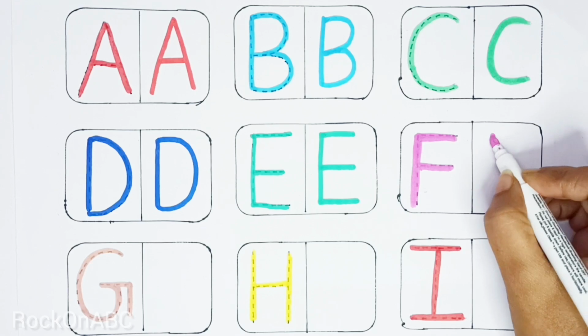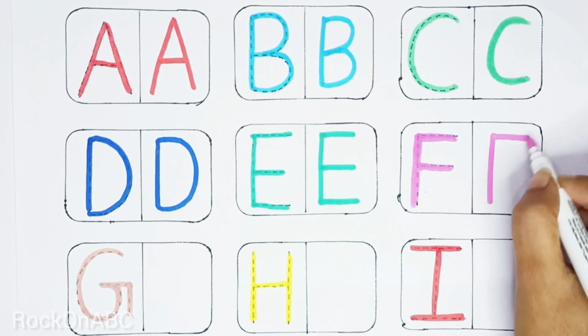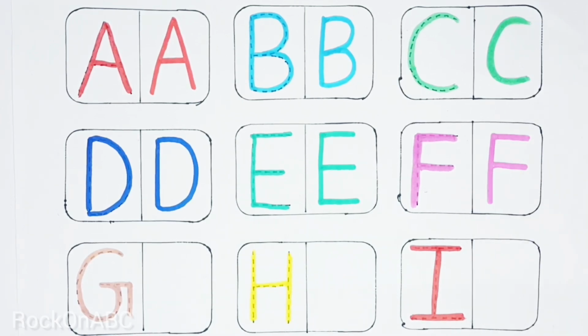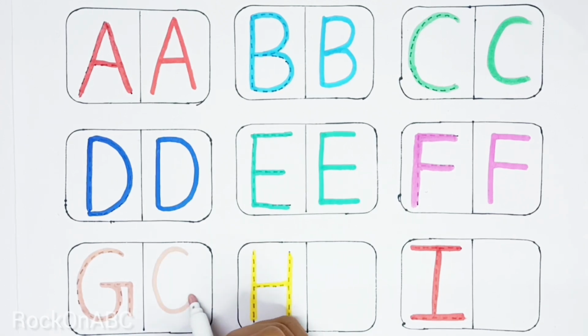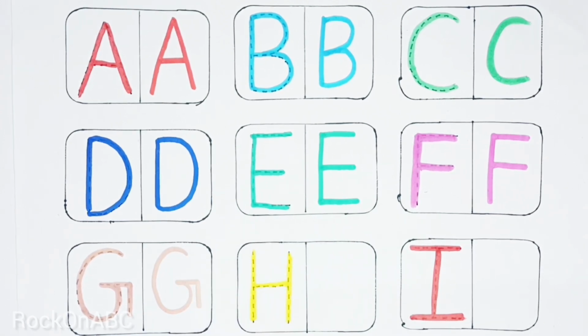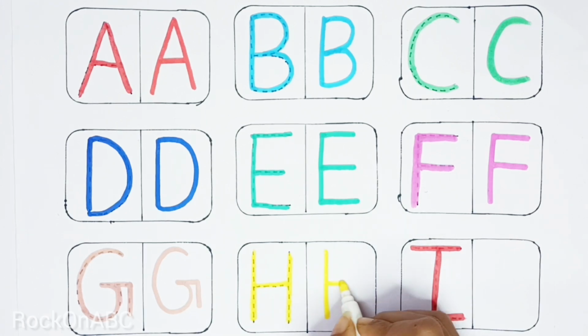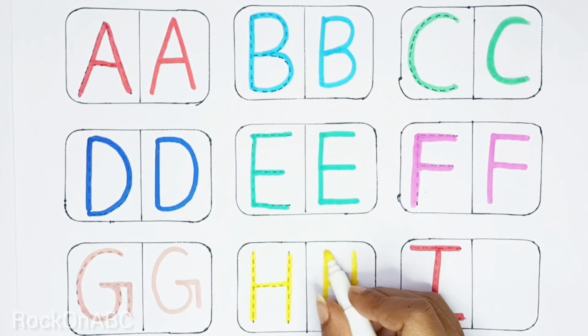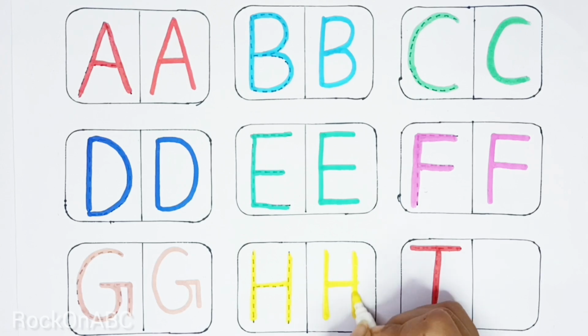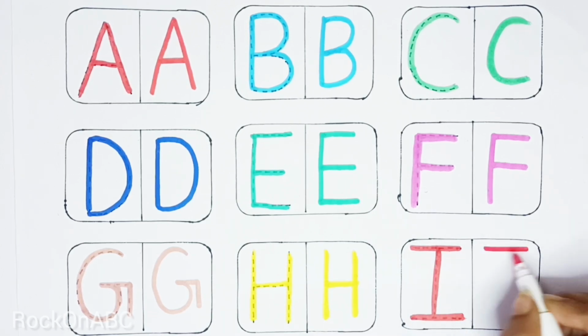Pink color F. F for fish. Brown color G. G for grapes. Yellow color H. H for horse. Red color I. I for ink pot.